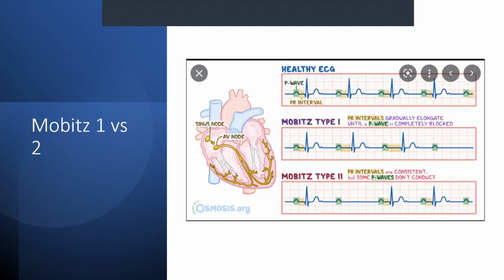So you feel 1, 2, 3, a gap. 1, 2, 3, and a gap. Or 1, 2, 3, 4, and a gap, and things like that. So it's a regularly irregular pulse.